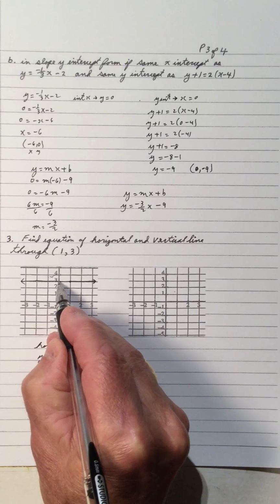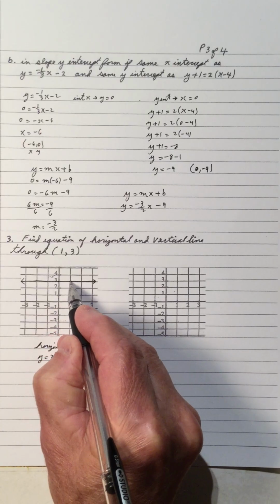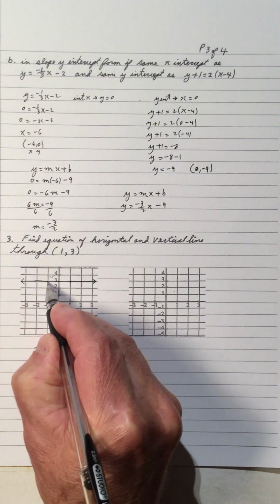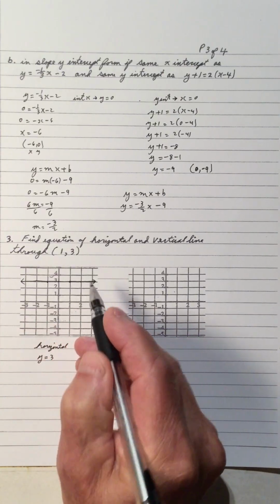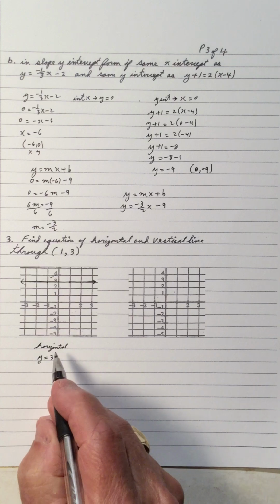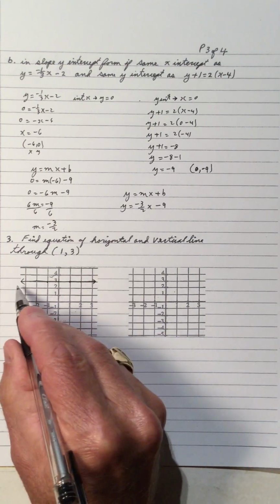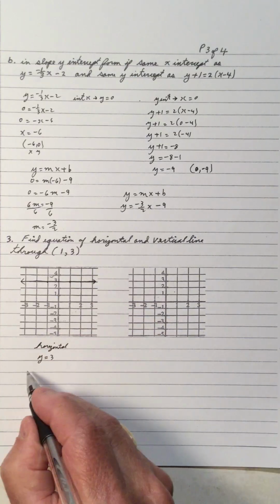Y is 3 right here, 0, 3. This is 1, 3. This is x is 2, 3. This is negative 1, 3. So the y is 3. A horizontal line is always y equals the number, the y coordinate it is passing through.